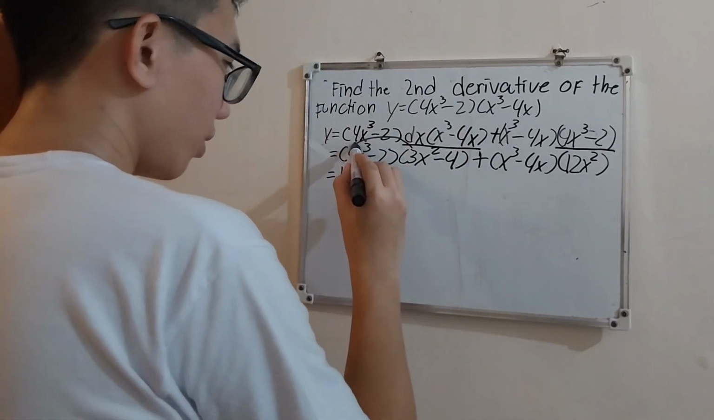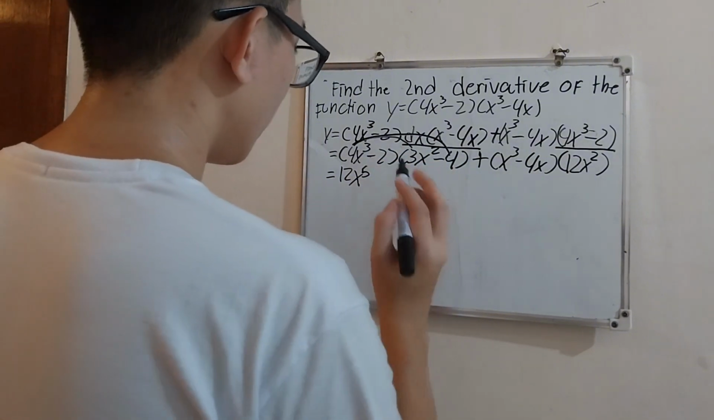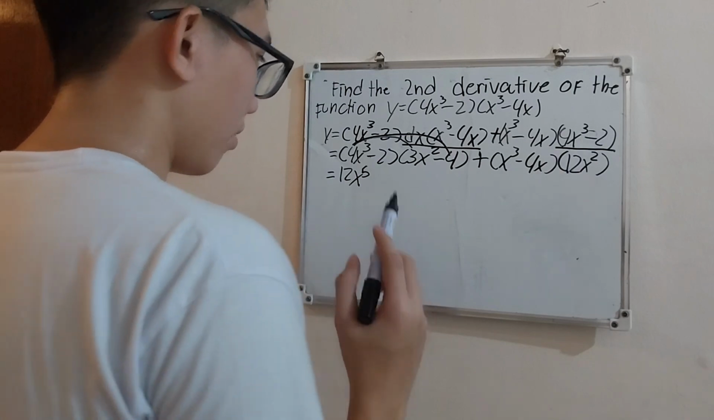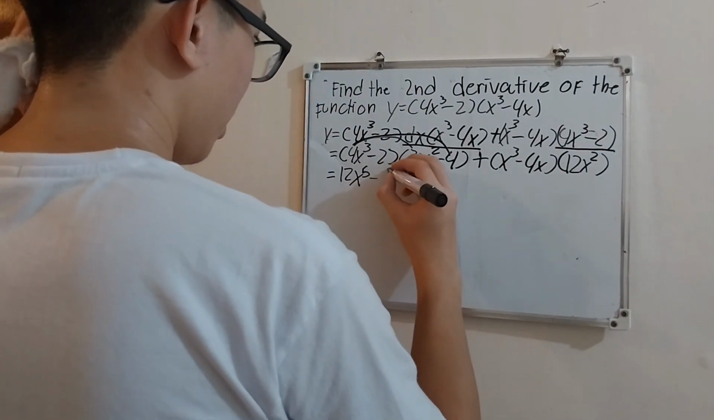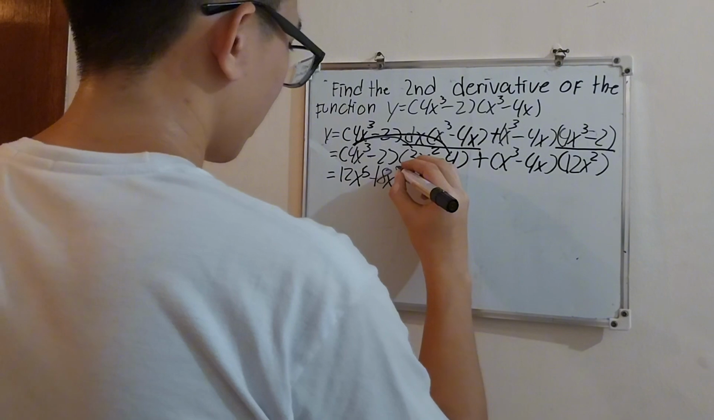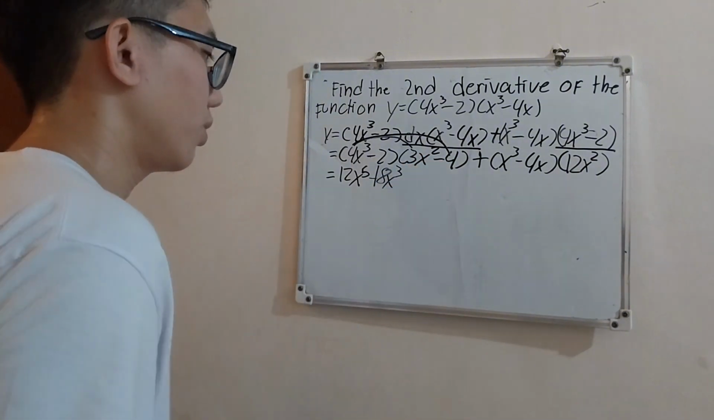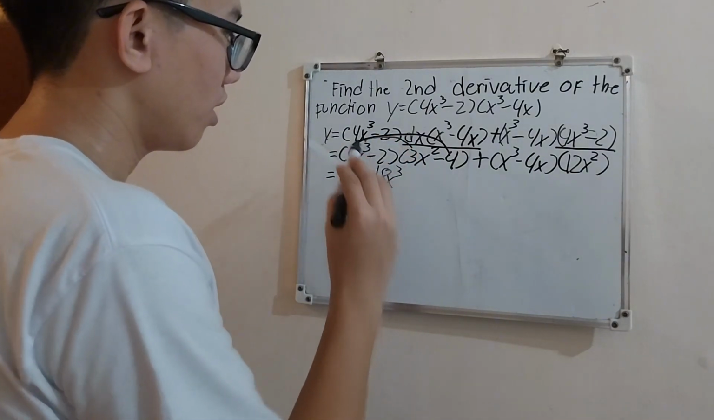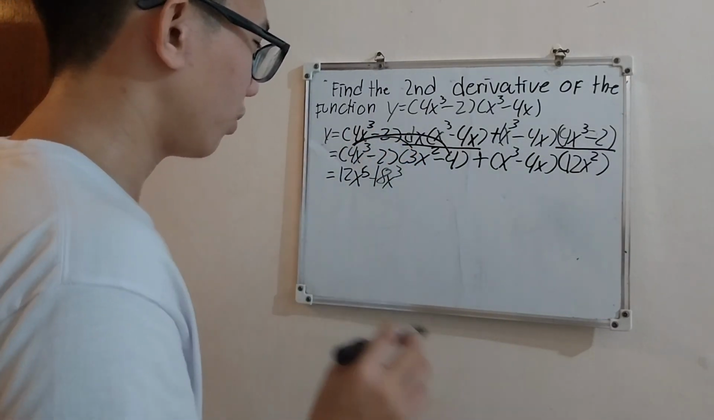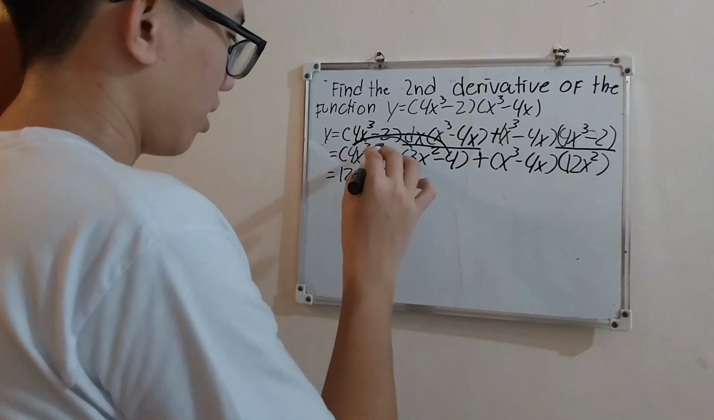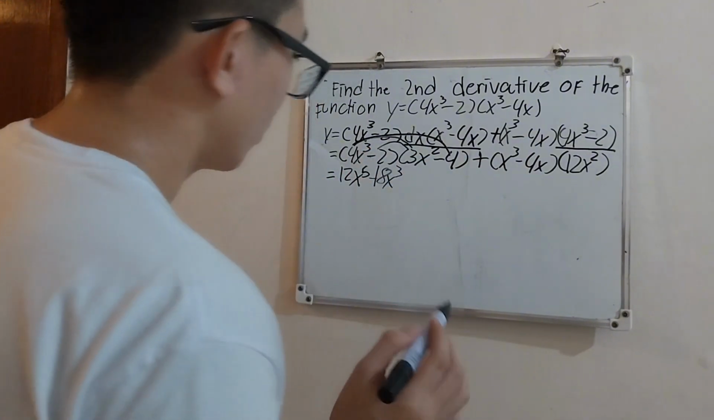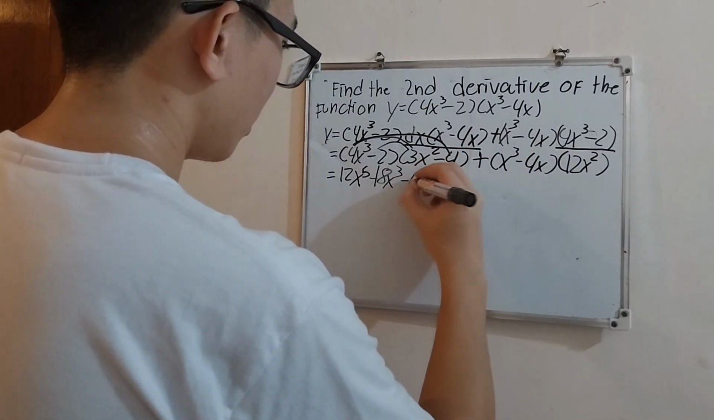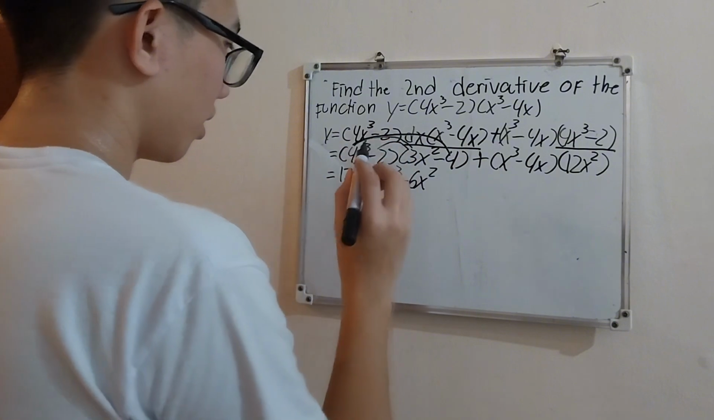And then you'll also distribute it to the 4, which is 4x cubed times negative 4, which will be negative 18x cubed. Now that we're done with the 4x cubed, we can now move on to distributing the negative 2. So negative 2 times positive 3x squared is equal to negative 6x squared.